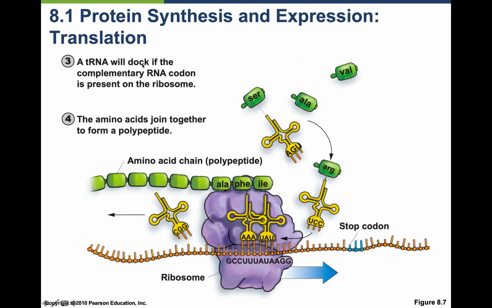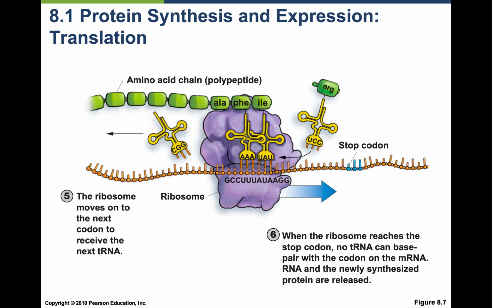Okay, so the transfer RNA is going to dock if the complementary RNA codon is present on the ribosome. Here you have it coming in. The amino acid has docked onto this transfer RNA. It's going to come in and dock in here according to what's happening here, right? So this is an AGG, so it should match up with a UCC, right? That's going to come in, it's going to dock, and then the amino acids are going to be joined together to form a polypeptide.